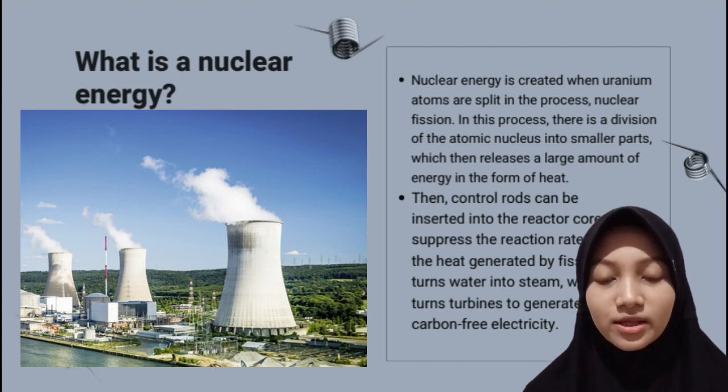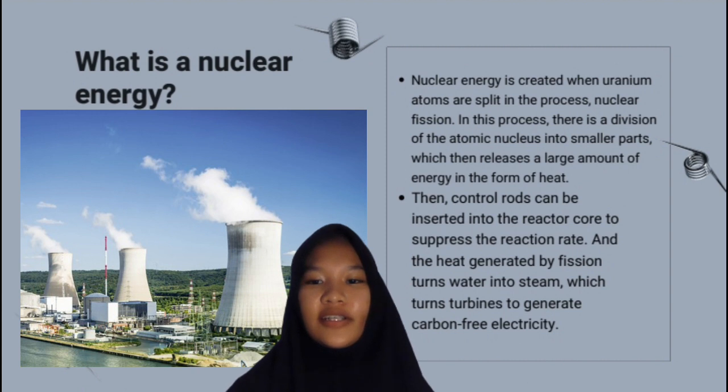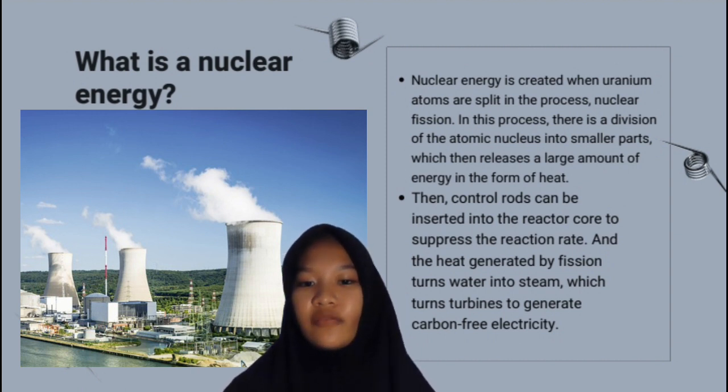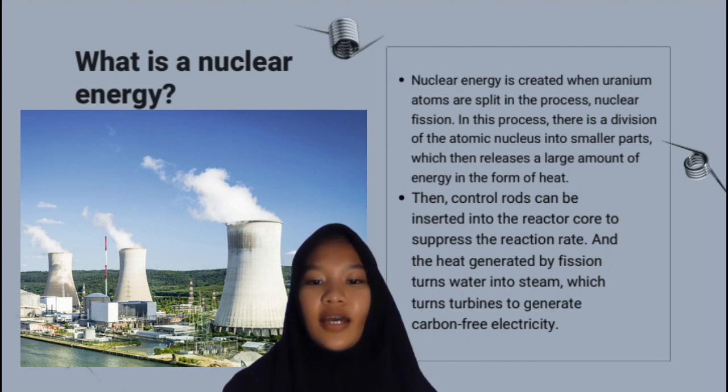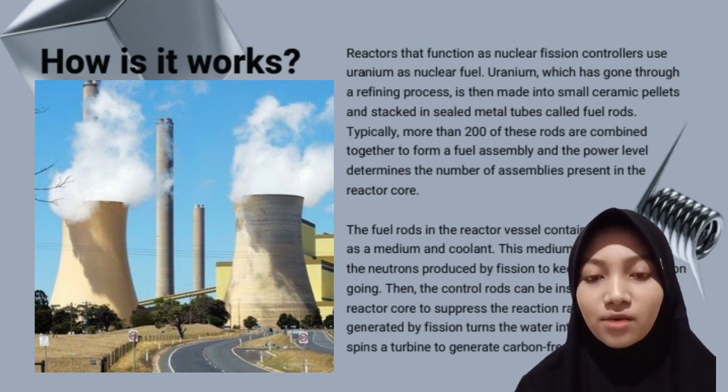So, the first thing is, what is a nuclear power plant? Nuclear energy is created when uranium atoms are split in the process of nuclear fission. In this process, the atomic nucleus divides into smaller parts, which then releases a large amount of energy in the form of heat. Then, control rods can be inserted into the reactor core to suppress the reaction rate, and the heat generated by fission turns water into steam, which turns turbines to generate carbon-free electricity. Next, how does a nuclear power plant work?